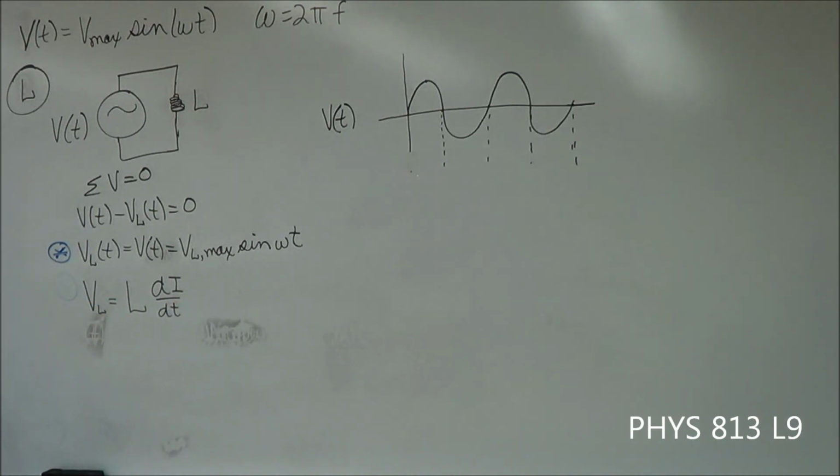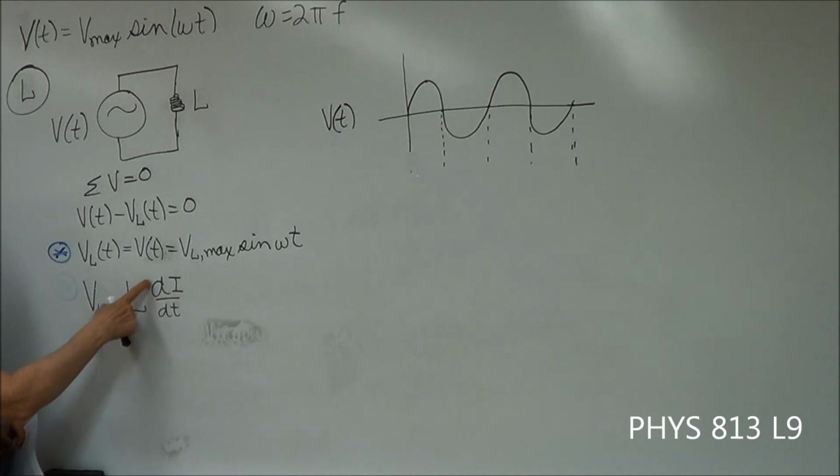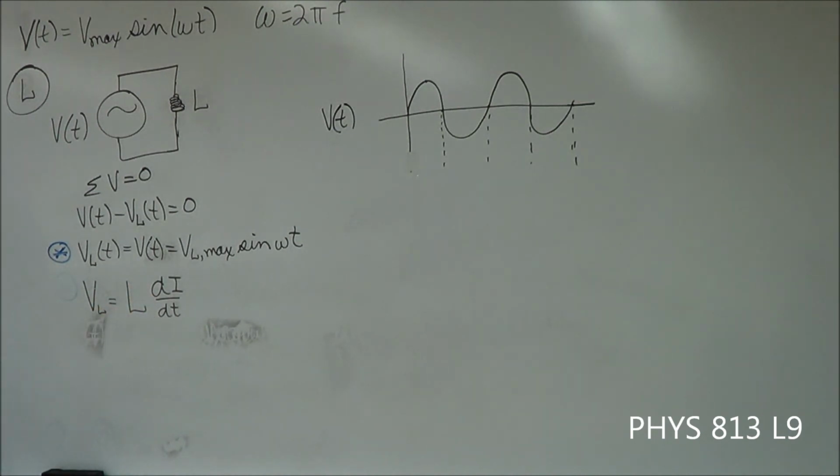So the voltage does depend on the inductance of the inductor, but it depends on the rate at which the current is changing. It's not the current, but how fast the current is changing. So from this, we need to figure out what to do. Well, again, we have to do a little bit of calculus, and we're going to integrate this time. With a capacitor, we had to take a derivative. Now we have to integrate.